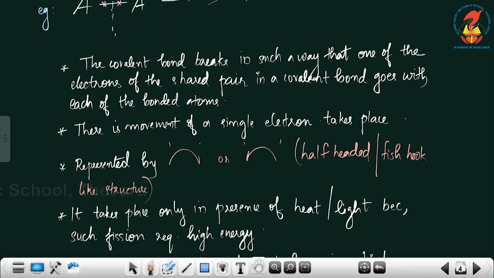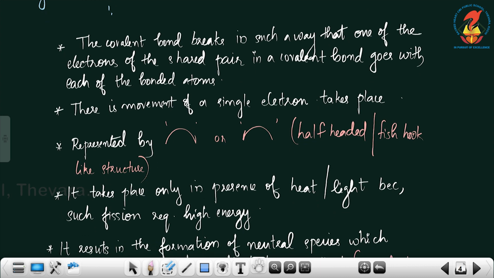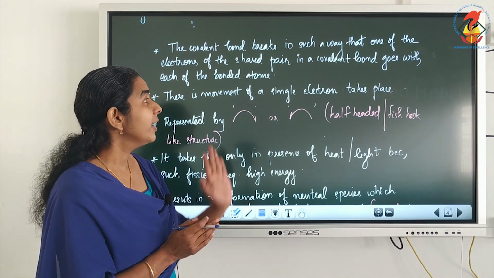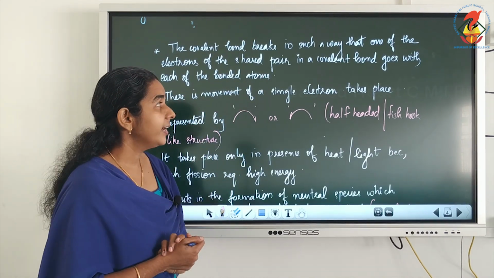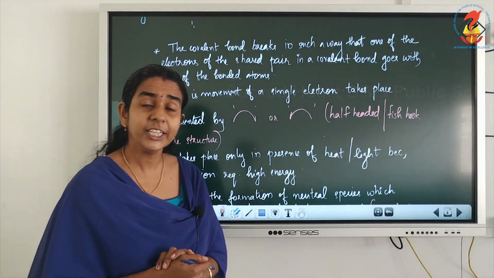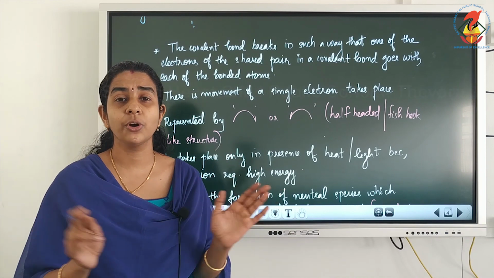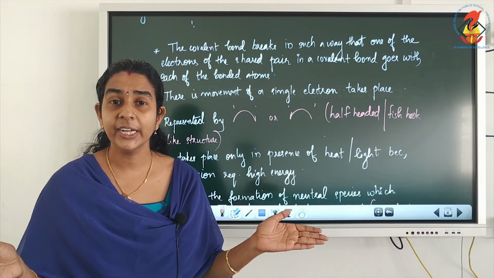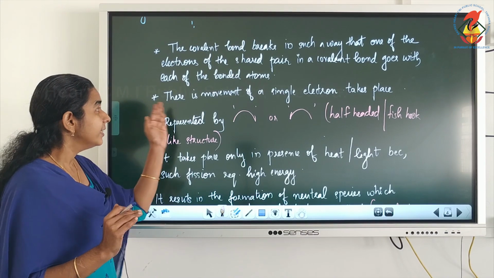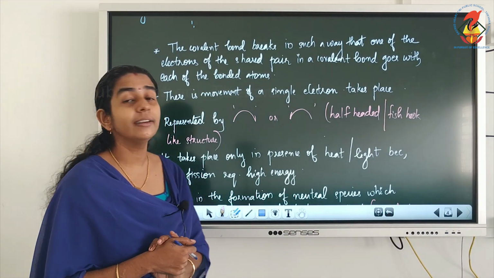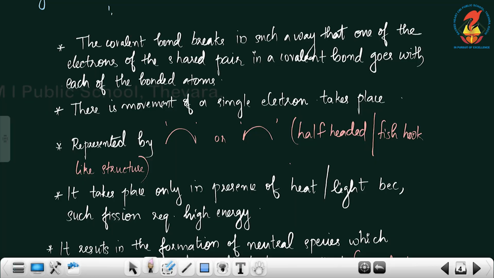So how can we define homolytic fission? It is the breaking of a covalent bond in such a way that one electron of the shared pair in a covalent bond goes with each of the bonded atoms. That means each bonded atom takes one electron, so they break that covalent bond. There is movement of a single electron only.